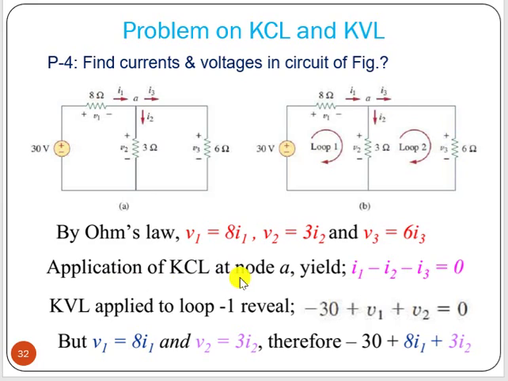Now application of KCL at node A. What we can write? I1 is entering, I2 and I3 are leaving. So I1 equals I2 plus I3, or I1 minus I2 minus I3 equals 0.